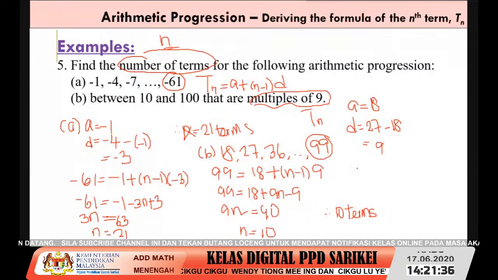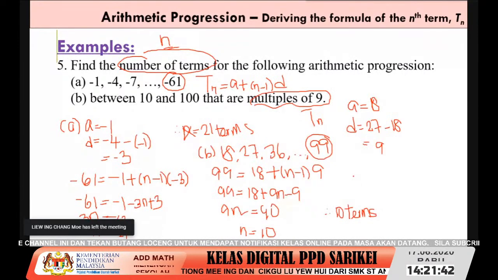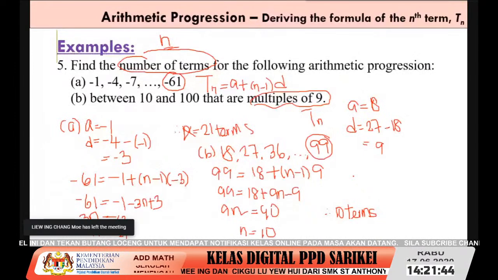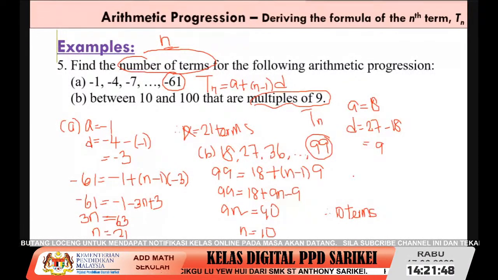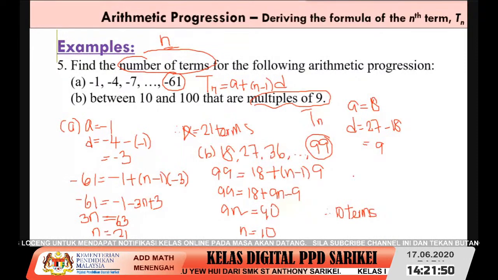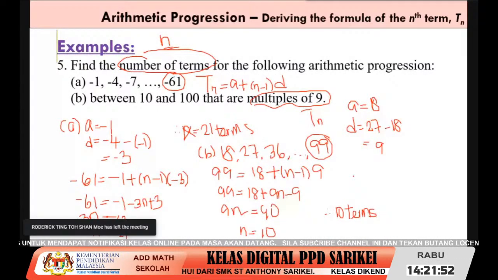Okay, so if you don't agree, you can try. You can count with all your fingers. You can count 18, 27, 36, 45, 54, 63, 72, 81, 90 until 99. Is that all together 10? Okay, yes. Okay, very good.